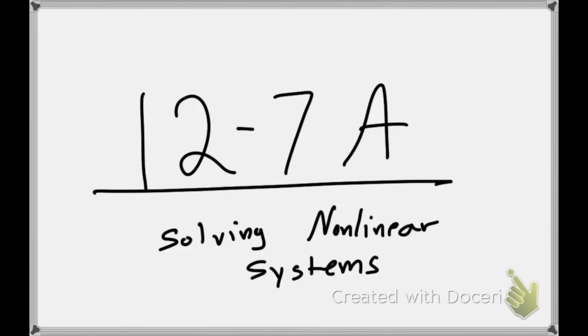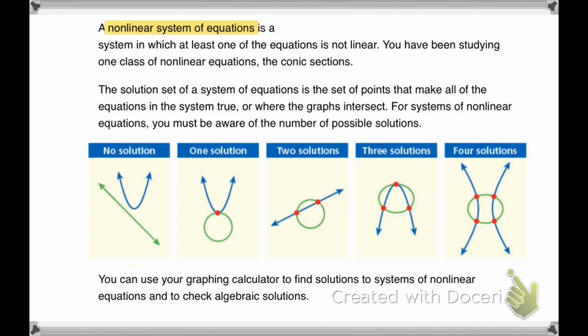Now you guys have done this before in Algebra 1 where you use substitution and elimination to solve. So it's going to be very similar to that. Same concept. We're just going to be looking at our nonlinear systems. So what is a nonlinear system of equations? Well, a nonlinear system of equations is a system in which at least one of the equations is not linear.